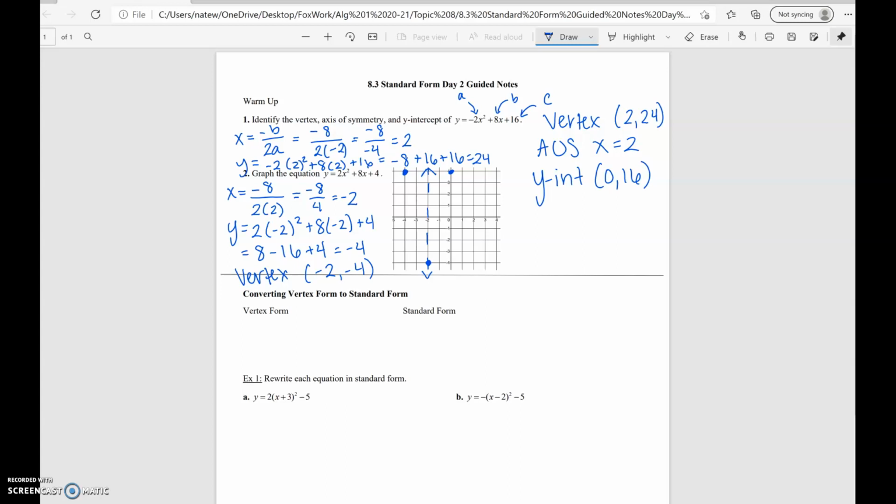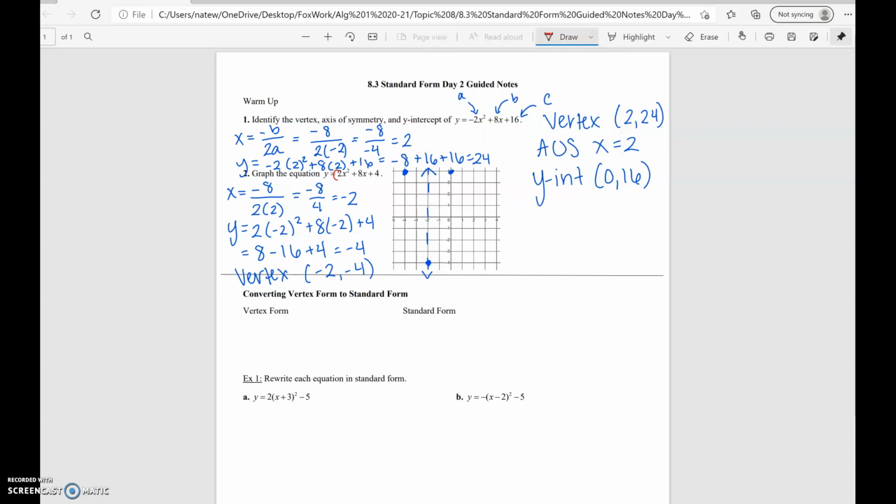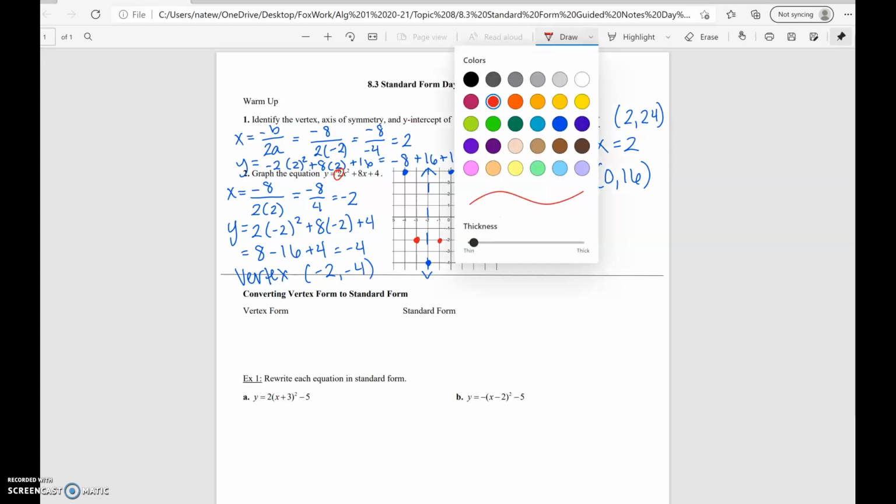Now I need to know another point. So I need to look, and my dilation is 2. Remember, the a value is our dilation. So instead of going over 1 up 1, we're going to go over 1 up 2. So that's where this next point is coming from, that a, that dilation. And then we're just going to draw our graph as best as we can.